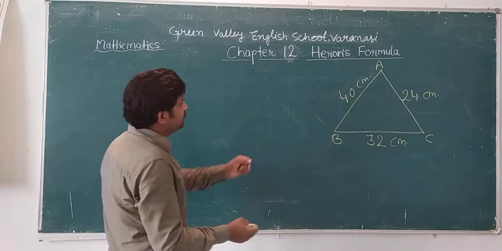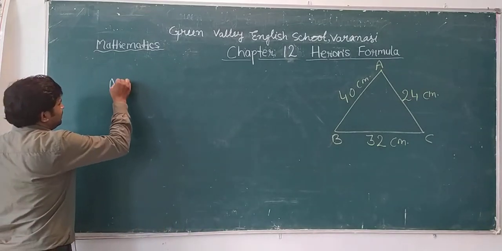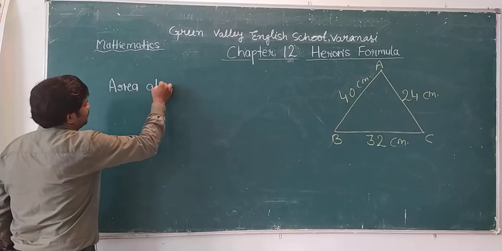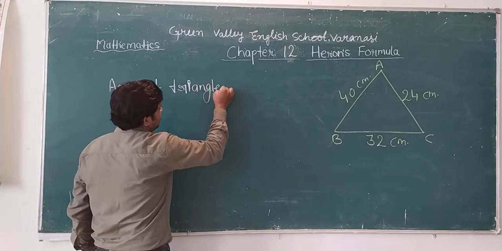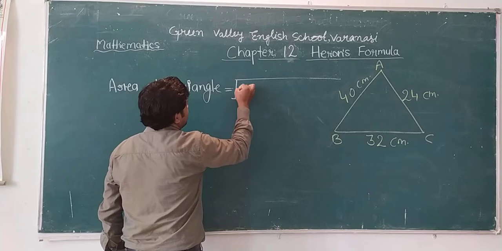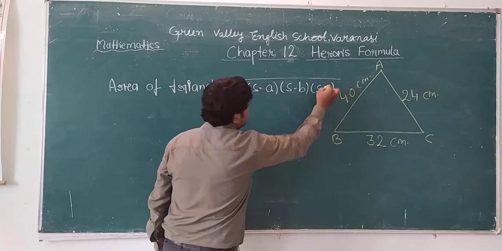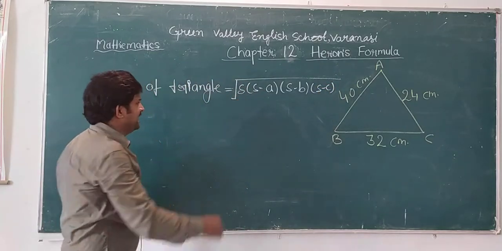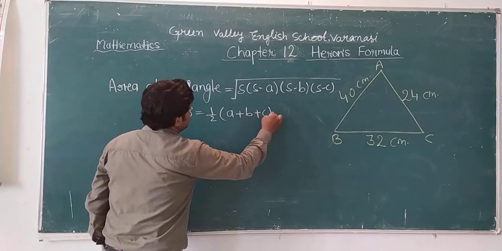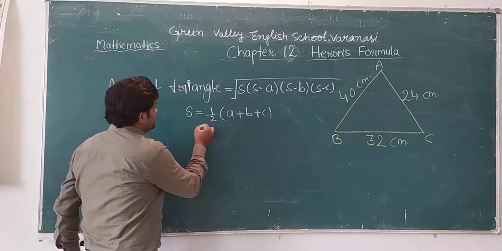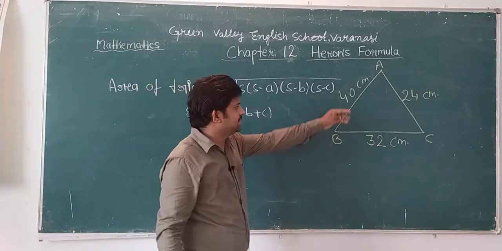As we know, Heron's formula for the area of a triangle is: area of triangle is equal to root over S into S minus A, into S minus B, into S minus C. So first of all we will find the value of S. S is the semi-perimeter of the triangle, 1 upon 2 in bracket A plus B plus C. Therefore we will find A plus B plus C, which means the sum of all sides.